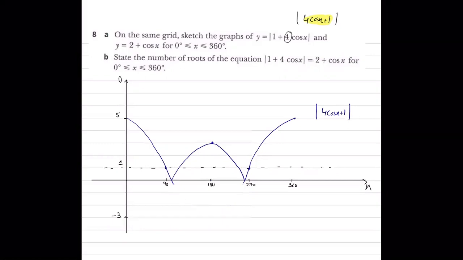Is this okay? Then you have to draw 2 plus cos x. So simply cos x and then 2 units upward. So the principal axis is now going to be at 2. And I'm just going to draw the amplitude of cos x, which is just 1. So the highest point is going to be 3, and the lowest point is going to be 1, because the amplitude is 1.